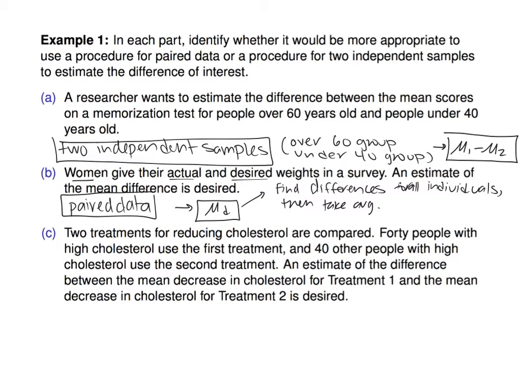Two treatments for reducing cholesterol are compared. 40 people with high cholesterol use the first treatment, and 40 people with high cholesterol use the second treatment. An estimate of the difference between the mean decrease in cholesterol for treatment 1 and the mean decrease in cholesterol for treatment 2 is desired. Okay, so in this case, there's no obvious pairing. You just have 40 people with one drug and 40 people with the other. So this once again is two independent samples.